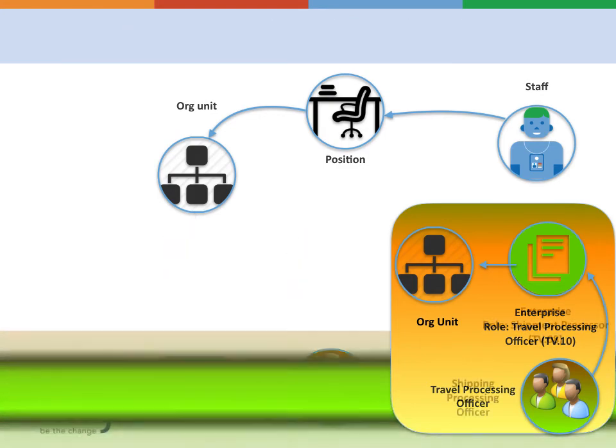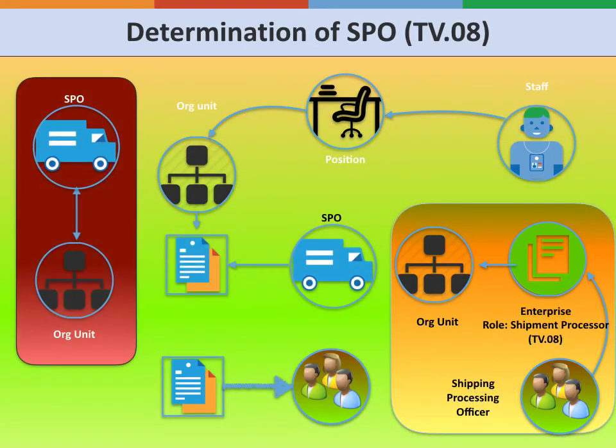On the same token, if you talk about the shipment officer, it is exactly the same as the travel processing officer. However, the enterprise role assigned in this case is TV08, which is the shipment processor. These are all the major workflow steps which take place in the travel request process. And now we go into the travel expense side.